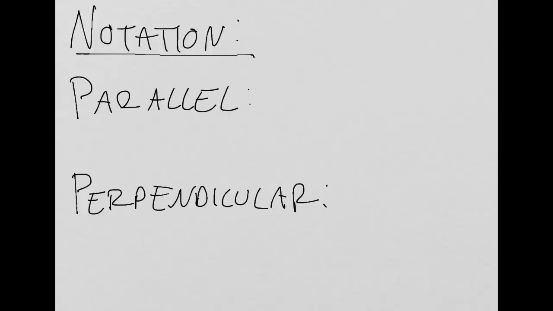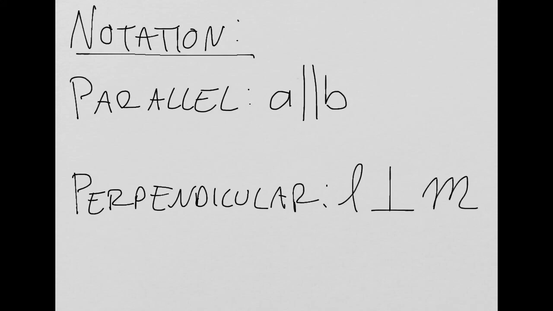Let's take a look at some notation. We remember the notation for parallel is that we just draw a mini pair of parallel lines. So if I wanted to say that line A is parallel to line B, I would say A is parallel to B. Now, the symbol for perpendicular is pretty much the same idea. It's going to be mini perpendicular lines. So if I wanted to say that L is perpendicular to M, it's kind of like a mini perpendicular symbol there.